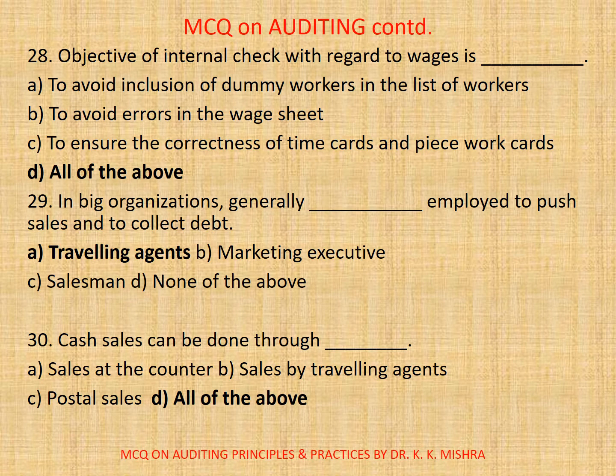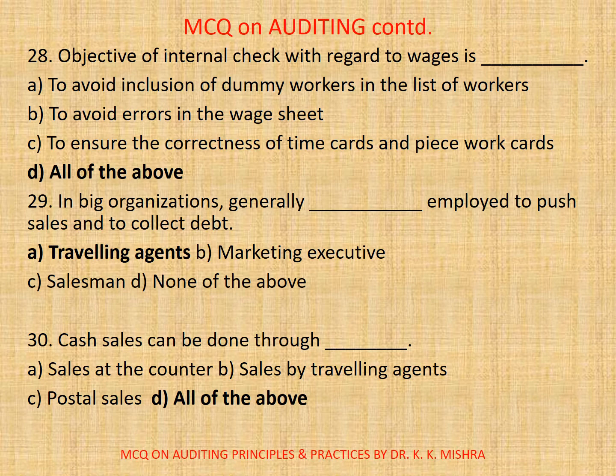28. Objective of internal check with regard to wages is dash. A. To avoid inclusion of dummy workers in the list of workers, B. To avoid errors in the wage sheet, C. To ensure the correctness of time cards and piece of work cards, D. All of the above. Correct option is D. All of the above.